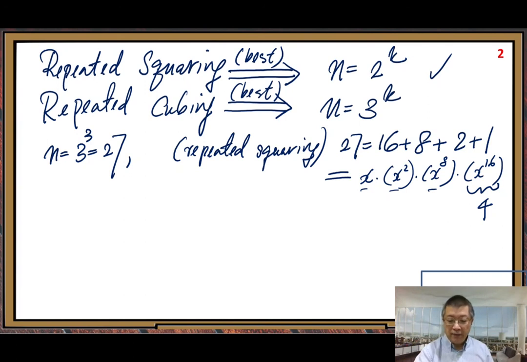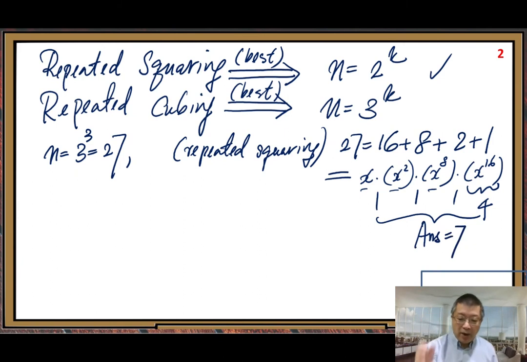We need 4 multiplications for x to the 16th, and then the other multiplications for the second, third and fourth terms. So the answer should be 7. By repeated squaring, we get the answer 7.